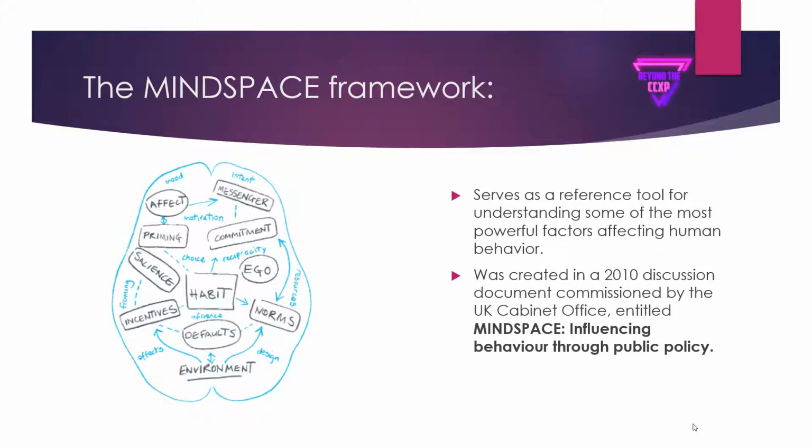So this serves as a reference tool for understanding some of the most powerful factors affecting human behavior. And it was created in 2010 as part of a discussion document commissioned by the UK Cabinet Office. And that document was entitled MINDSPACE, Influencing Behavior Through Public Policy. So, of course, each of these letters makes up one of the things that it tracks. So you can see here you've got messenger, effect, priming, commitment, and so forth. And on the next slide, we'll actually go through and look at those.